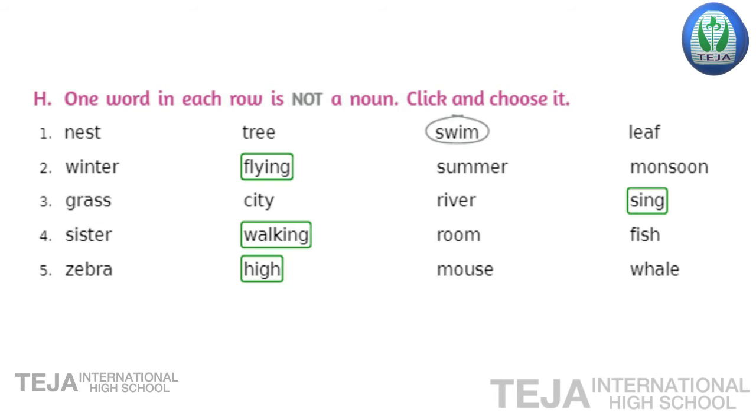Okay, look at the answers, children. The words which are not nouns are: first one, swim; second, flying; third, sing; fourth, walking; and fifth one, high.